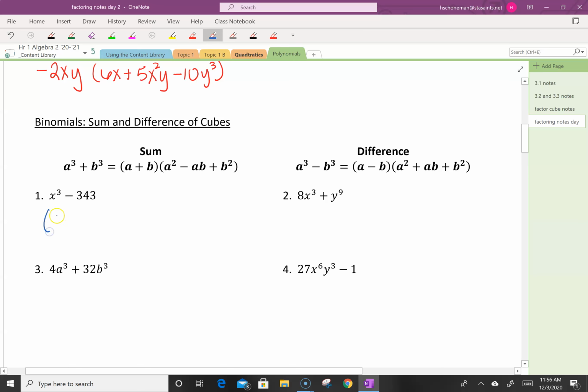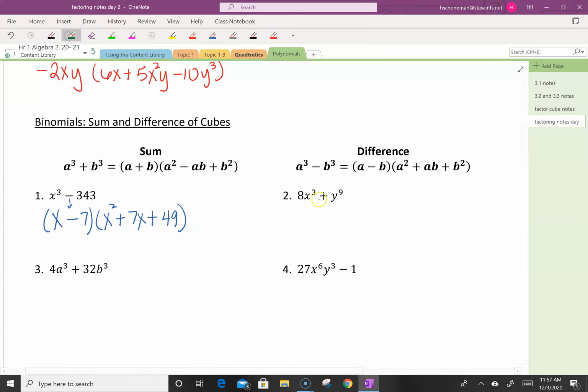So the cube root of x cubed is x, minus, because this sign always matches, the cube root of 343 is, whoops, I said 7 and then I wrote a 3, is 7. Square the first one, x squared. This becomes a plus. Multiply the 2 together. The last sign is always a plus, and then I square the 7, get 49. Done.